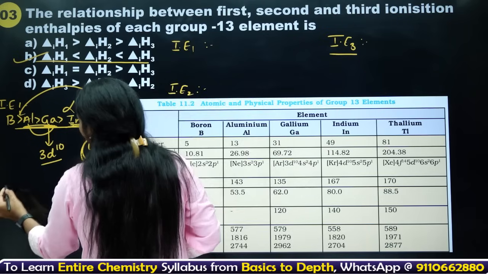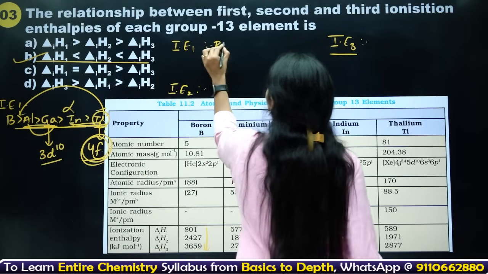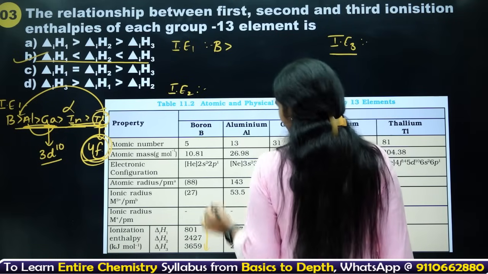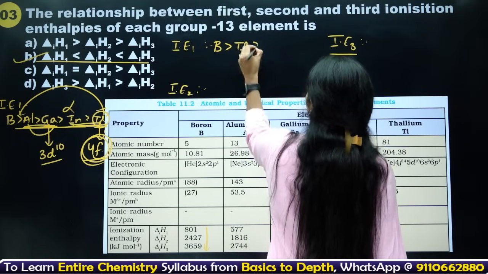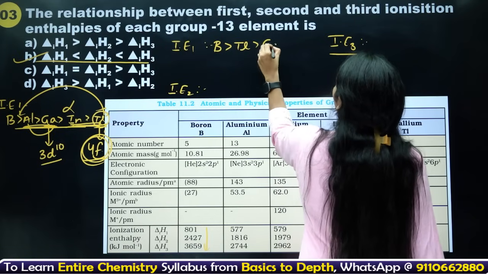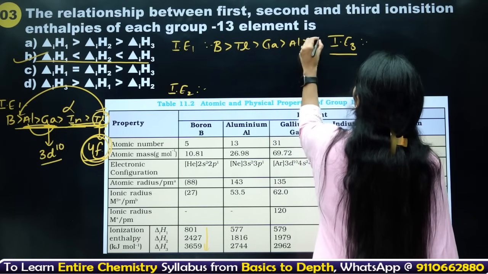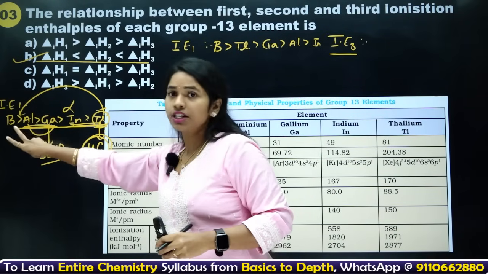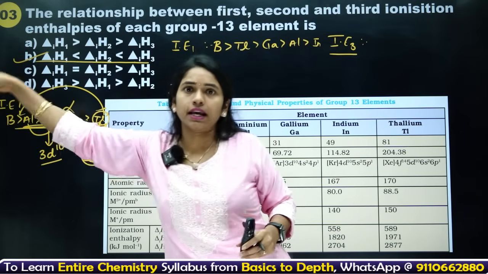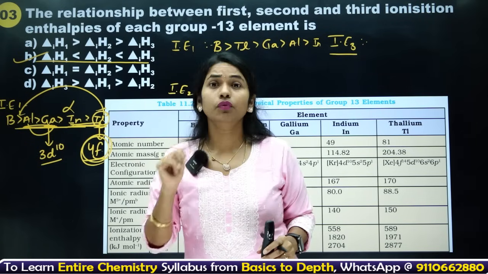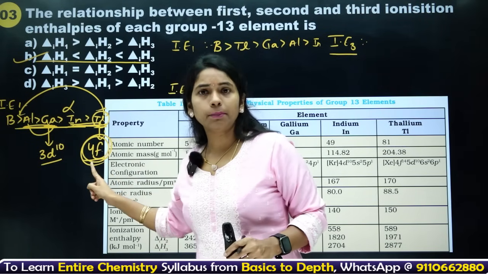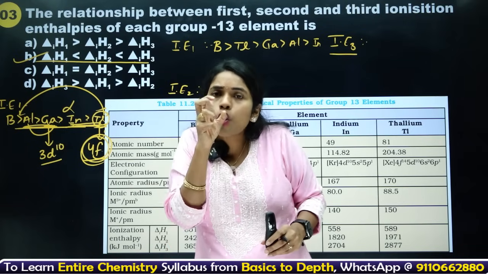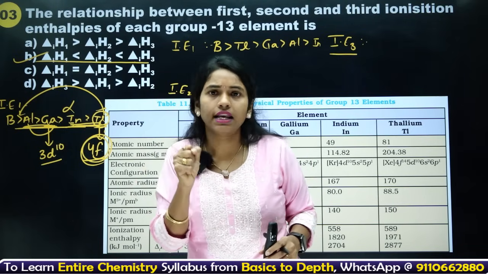But if you see the order, boron, and last thallium comes to which position? Second position. After that, gallium, aluminium, and then indium. You have seen two exceptions. These two positions interchanged, and thallium comes to the second position. Why so? In thallium, 4f is completely filled, and in gallium 3d is completely filled. So these are poor shielders, and the nucleus holds electrons tightly.